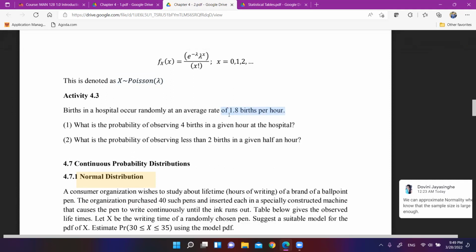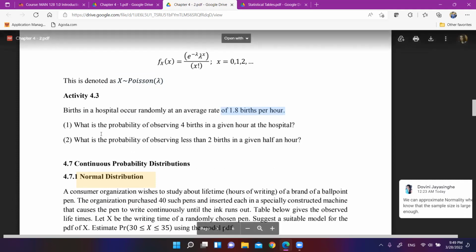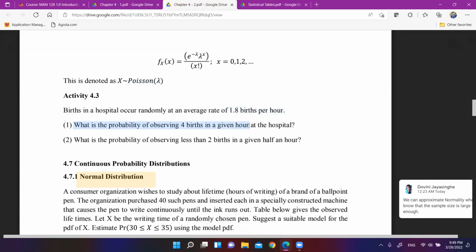This is an average rate, right? So, what is the probability of observing 4 births in a given hour at the hospital?